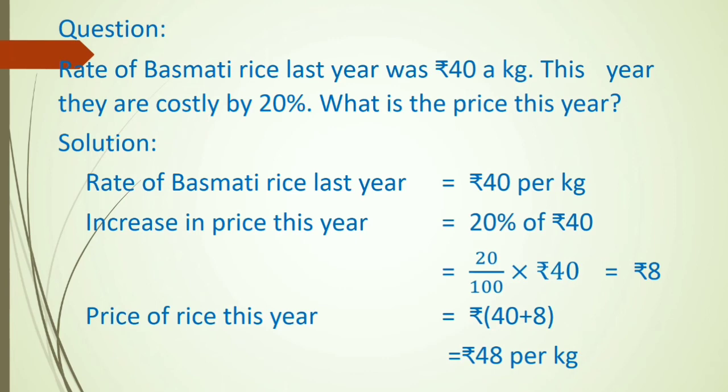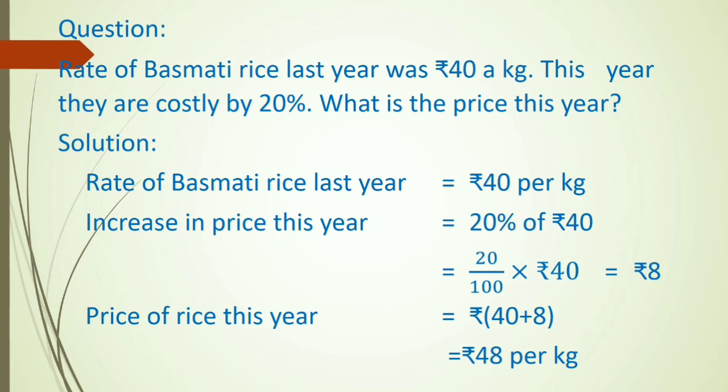So 20% means 20% of the original value. That means 20% of rupees 40. So increase in price this year is 20% of rupees 40, that is 20 by 100 into rupees 40. Here this is a step to find out the percentage of a quantity. That means we have to find out 20% of rupees 40. 20% of rupees 40 is 20 by 100 into rupees 40, that is equal to rupees 8. By simplifying 20 by 100 into 40, we get 20 into 40, that is 800, divided by 100, that is equal to rupees 8.